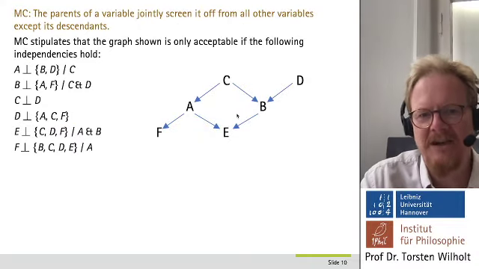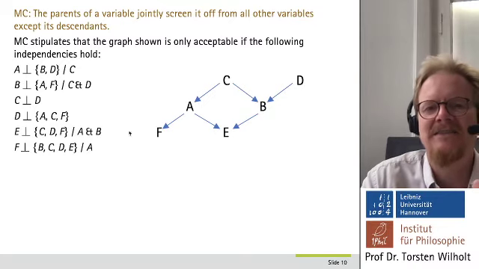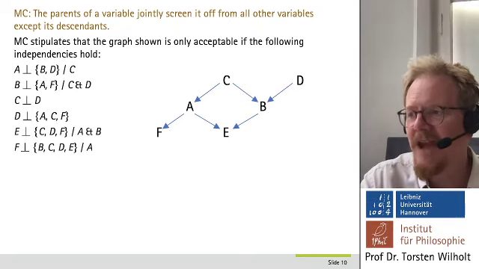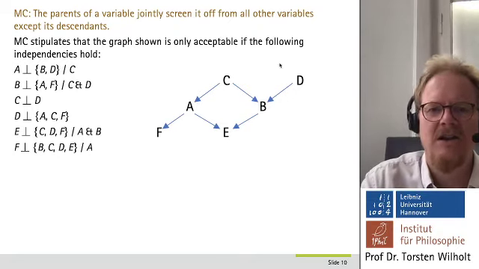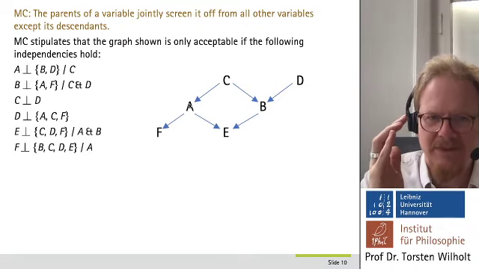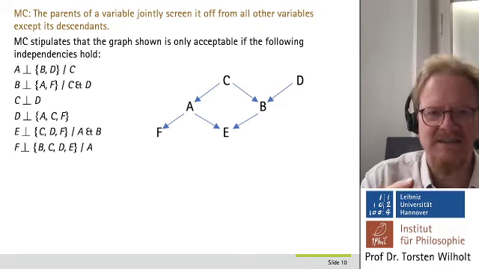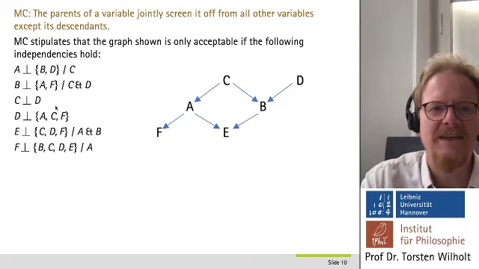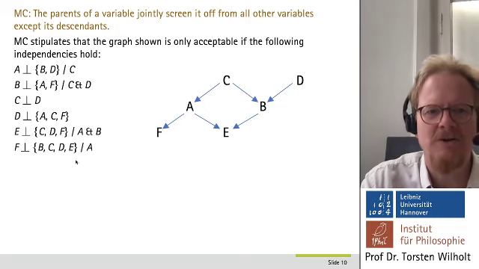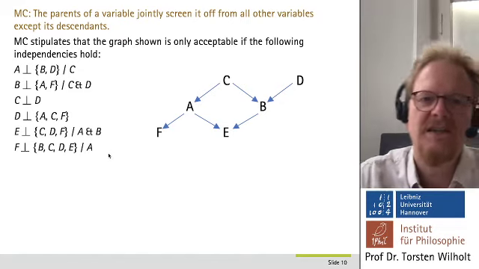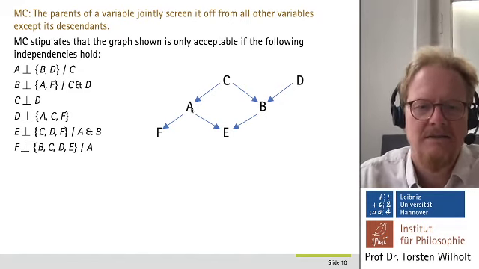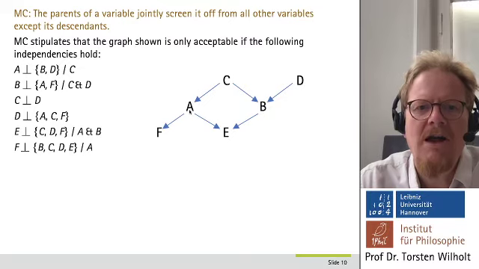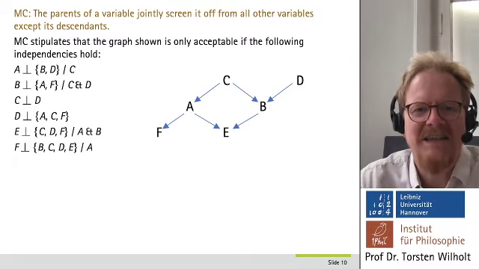So here we have a set of variables, A, B, C, D, E, F, and this is a graph, a DAG, a directed acyclic graph. And what the Markov condition now says is that this graph is only acceptable if these independencies all hold. A, so the parents of A must screen off A from all other variables except its descendants.